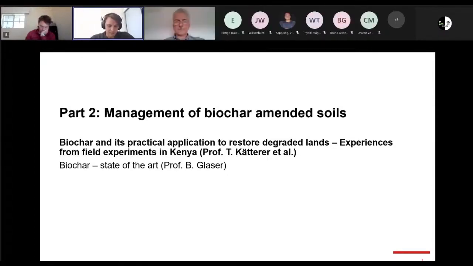I would like to invite Professor Thomas Ketterer, specialist on ecosystem ecology at the Swedish University of Agricultural Sciences, to present the topic biochar and its practical application to restore degraded lands, sharing experiences from field experiments in Kenya, followed by Professor Bruno Glaser, a specialist on soil biochemistry at the Martin Luther University Halle-Wittenberg in Germany, on the topic biochar state of the art. Please go ahead, Mr. Ketterer.